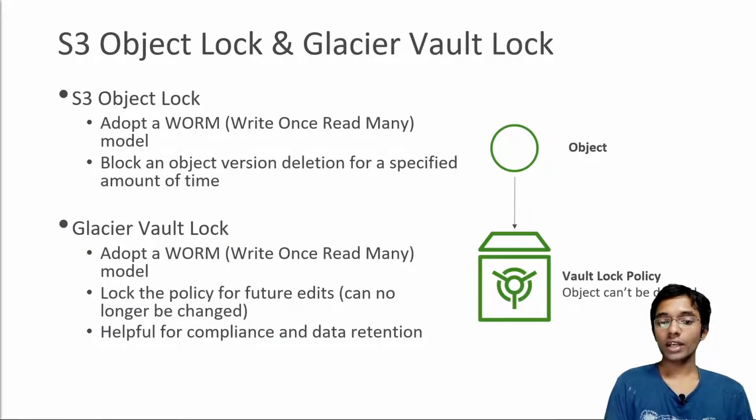Okay, finally, for extra security, let's talk about the Object Lock and the Glacier Vault Lock. They are very similar. S3 Object Lock allows you to adopt a write once read many model, which is to block an object version deletion for a specified amount of time. So you have this certainty that it will never ever be deleted. It's the same with Glacier Vault Lock, where you adopt the same model, and you lock the policy for future edits.